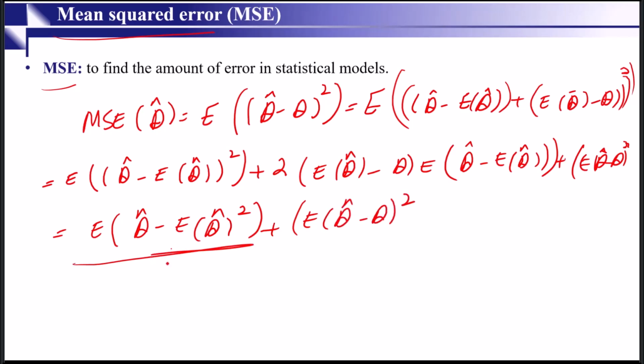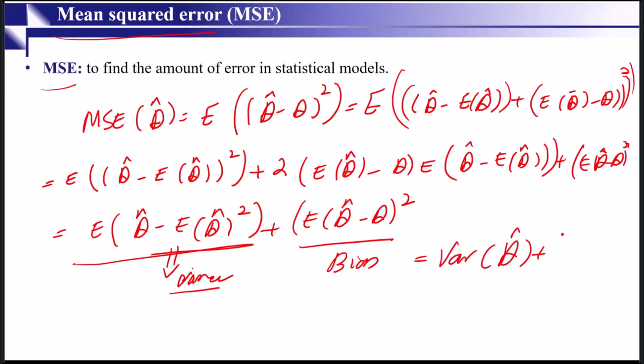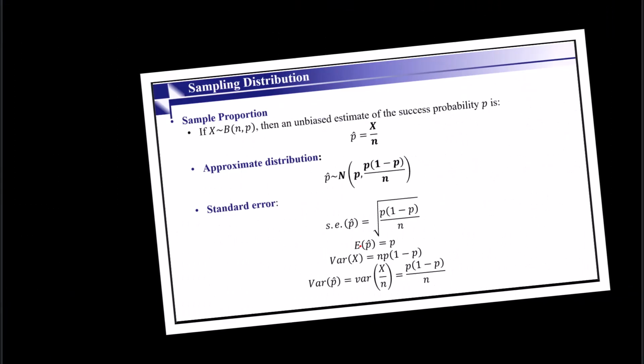And this is variance. Based on the definition, this is the variance and this is the bias, right? So we can say that these are variance of theta hat plus bias square. This is the expectation of the square deviation of the point estimate about the value of the parameter of interest.